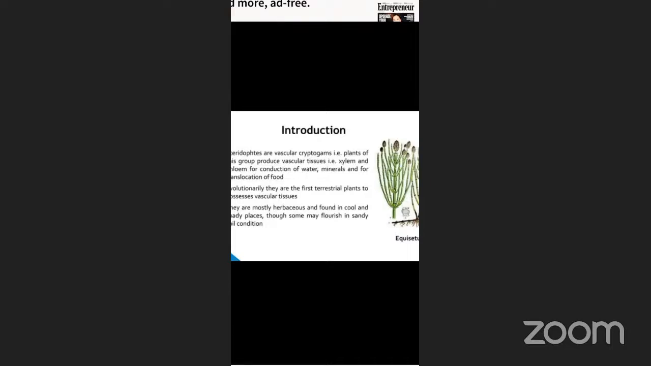So it is a feather-like structure. The vascular cryptogams, an assemblage of seedless vascular plants that have successfully invaded the land and reproduce by means of spores. So here they reproduce by spores only. The small spores are produced. Okay, clear?